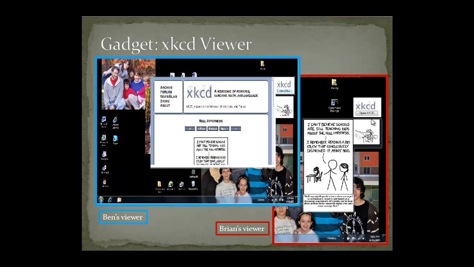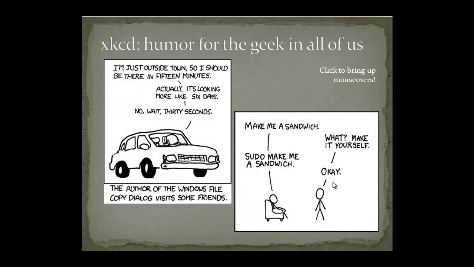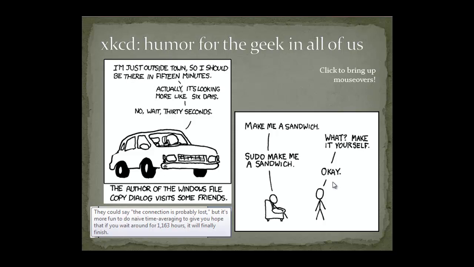Brian's viewer is sort of simpler. It just grabs only the comic, and instead of having mouse over capability, it prints the text of the mouse over below or next to the comic that's being printed at that particular moment. I like Brian's viewer because it's simpler and more straightforward, but it's really a matter of taste. And here's a couple of examples: a Windows comic and a Linux comic that I think you might find funny. And if I click here, then the mouse overs come up so you can read those.